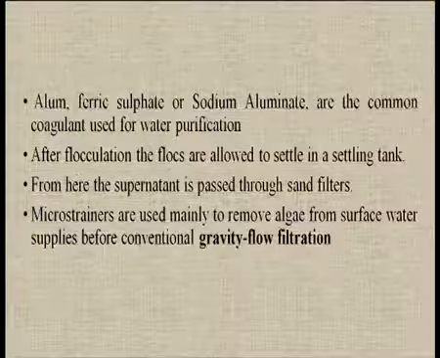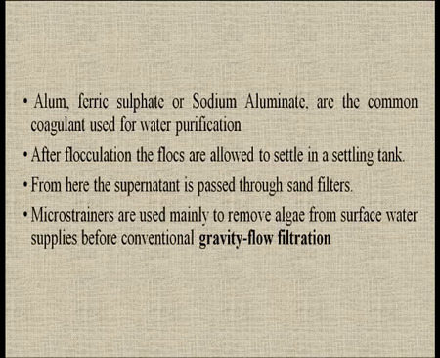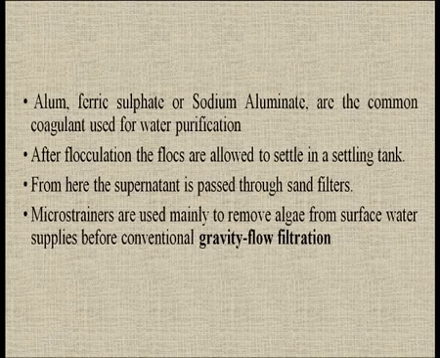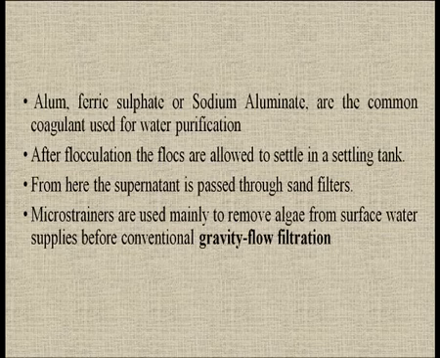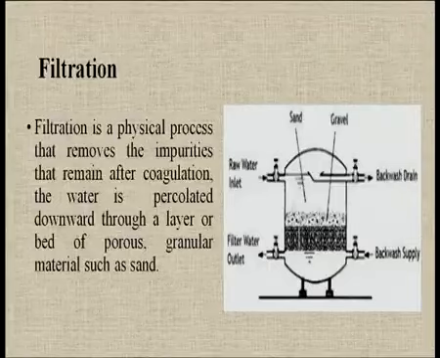Alum, ferric sulfate or sodium aluminate are the common coagulants used for water purification. After flocculation, the flocks are allowed to settle in a settling tank. From here, the supernatant is passed through the filters, which are sand filters. Microstrainers are used mainly to remove algae from surface water supplies before conventional gravity flow filtration. So, now the process of filtration.